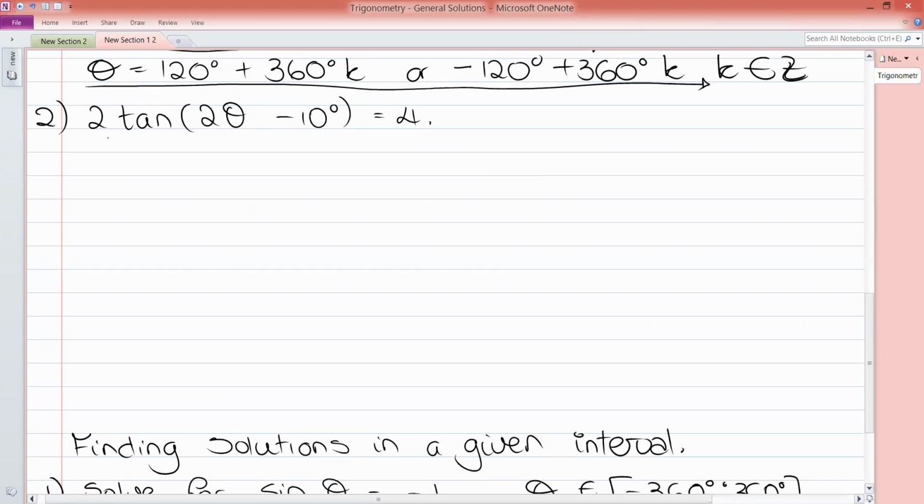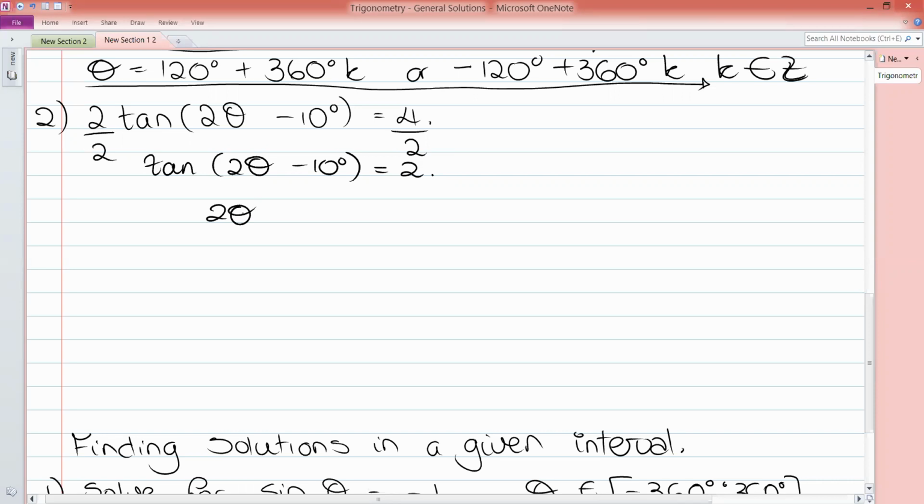Then number 2: 2 tan(2 theta minus 10 degrees) is equal to 4. Anything inside the bracket you do at the very end, after you've taken your inverse tan. First, start with the outermost term and divide both sides by 2, because you want to isolate theta. Now we have tan(2 theta minus 10 degrees) is equal to 2. Remember, anything in the brackets we deal with at the very end. So now inverse tan both sides.